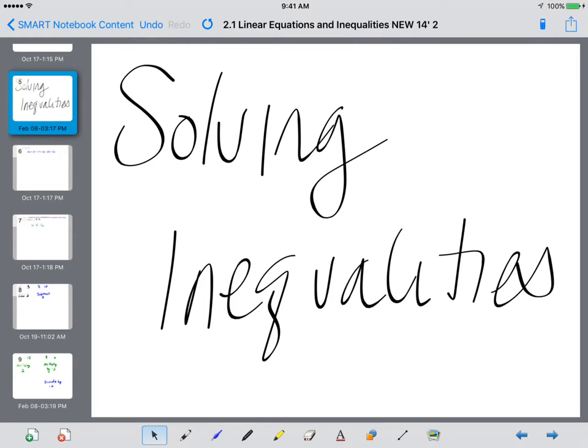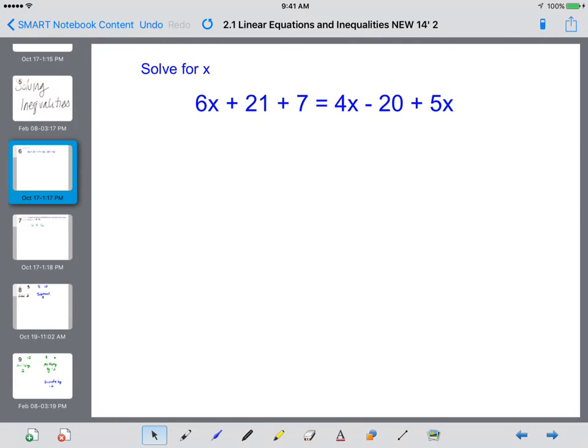In this lesson, we're going to talk about solving inequalities. You'll get a quick reminder, a couple problems to practice solving an equation. Let me run through this solving an equation here.